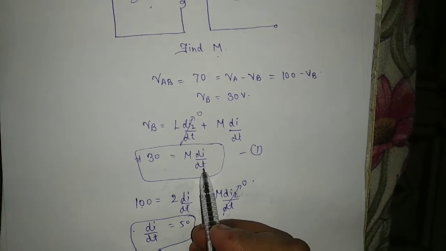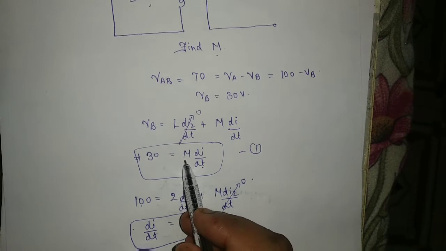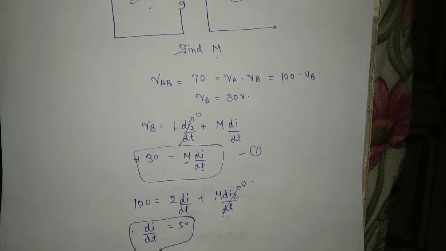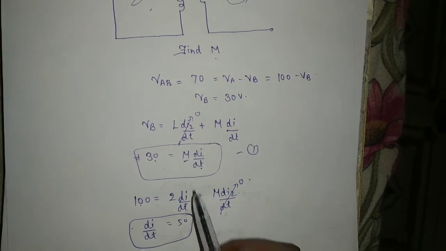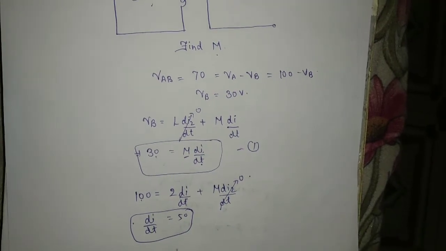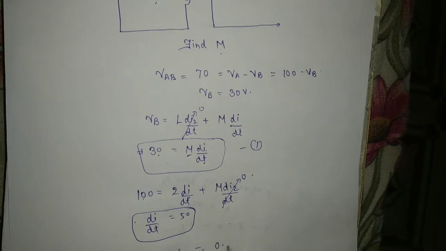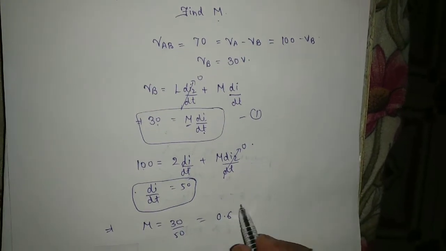Put di by dt here in this equation, and we will find M. So M is 30 by di by dt, that is 50. 30 by 50 is equal to 0.6. So M is 0.6 Henry.